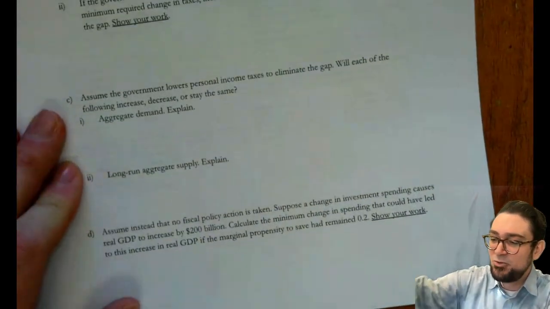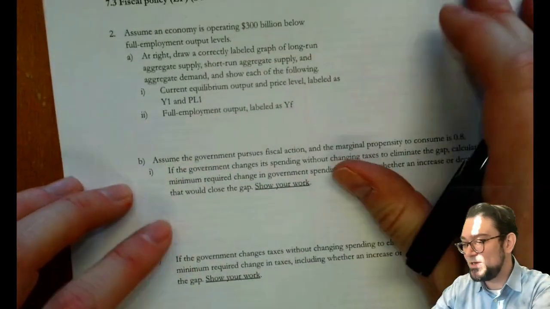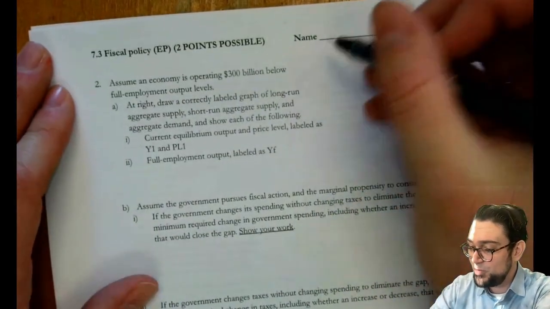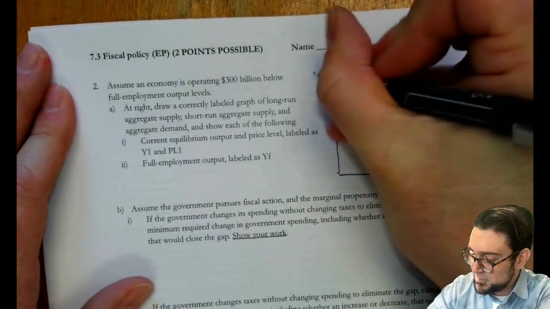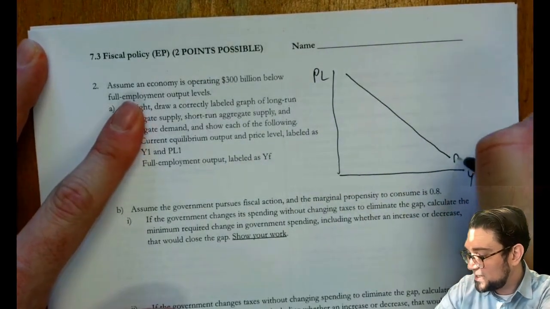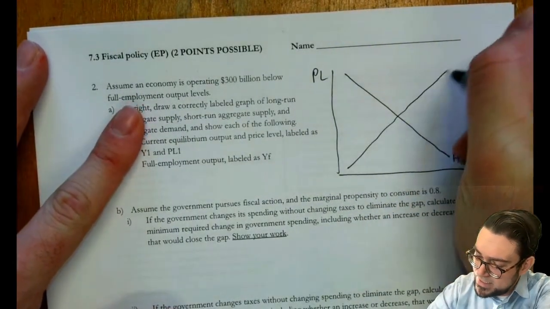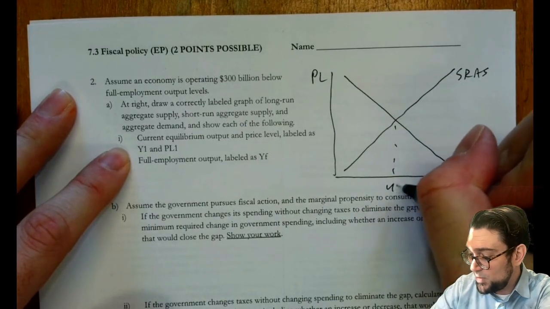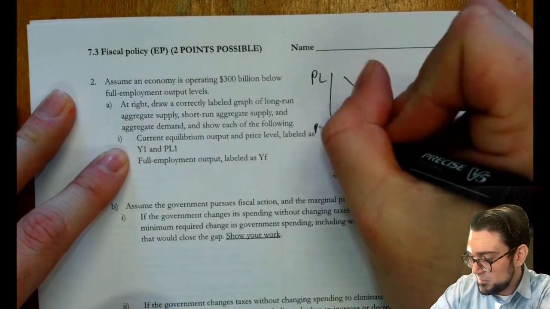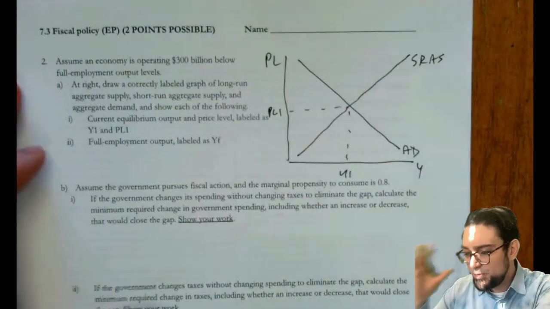So let's take a look at the second question then. Number 2, assume an economy is operating $300 billion below full employment. Draw a correctly labeled graph of LRAS and show all that. The first step in any of these, when we know the economy is not at equilibrium, I always like to draw SRAS and AD first. And it does say to use Y1 and PL1, so we're going to do that.